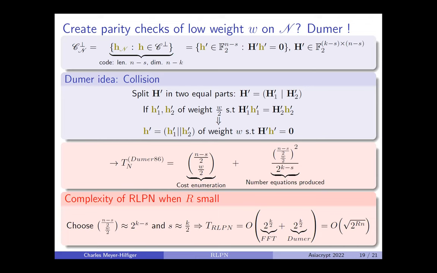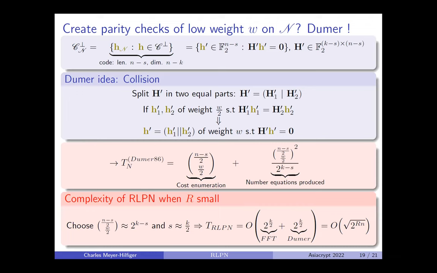The naive idea to do that is just to enumerate all the vectors of weight W, but Dumer's idea is to use collisions. He splits the matrix H prime in two equal parts, H1 prime and H2 prime. Then he notices that if you have two vectors of weight W over two, H1 prime and H2 prime, and you have a collision like that, then you automatically have a vector H prime, which is a concatenation of H1 prime and H2 prime, and it will be of weight W such that H prime is in the kernel of the matrix.